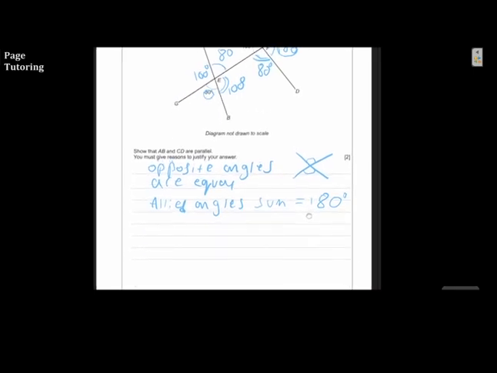So what you've done and shown is that the angle BEF, so it's called the angle because it's at the corner between B, the point E, and the point F, is equal to 100. And we've also shown angle EFD is equal to 80. Therefore, they must be parallel lines.